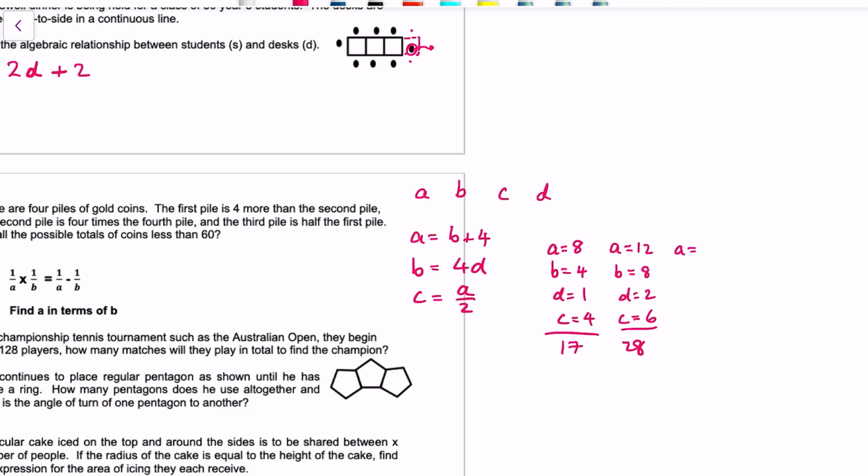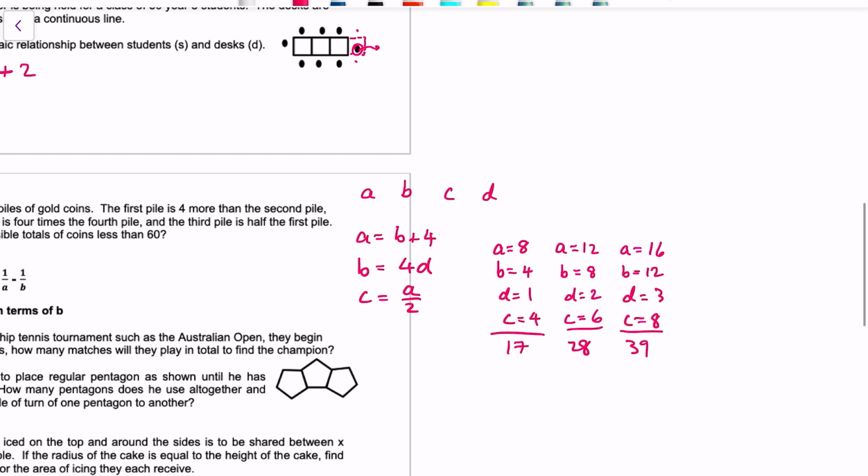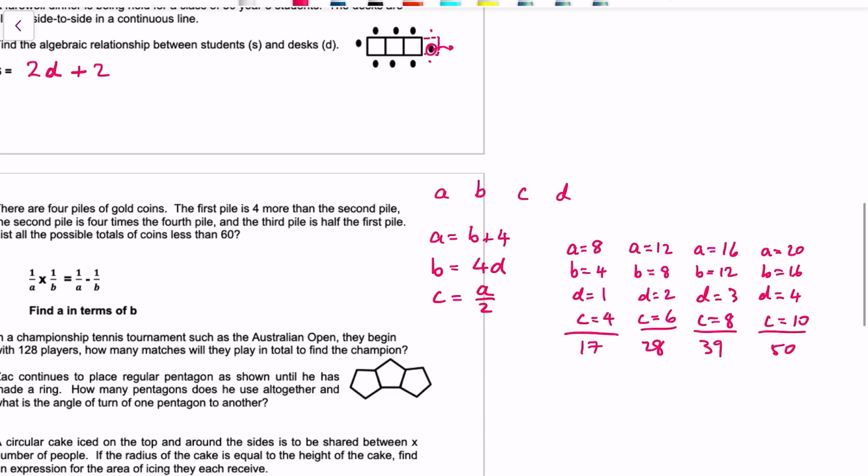A goes from, actually no, we'll make B go up by 4, so that's 12. Therefore A goes up by 4 to 16. C will be 8, and D will be 3. So that's 23, 29, 39. And then the last one that's possible, because it says less than 60, is that A is equal to 20, B is equal to 16, D is equal to 4, and C is equal to 10. And if we add that up, we get 16, 20, 40, 50. Those are the 4 possible totals.